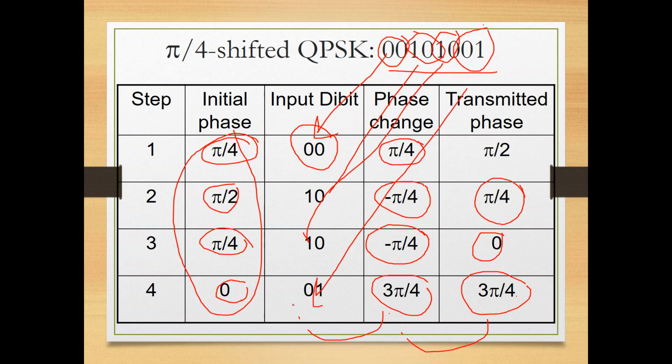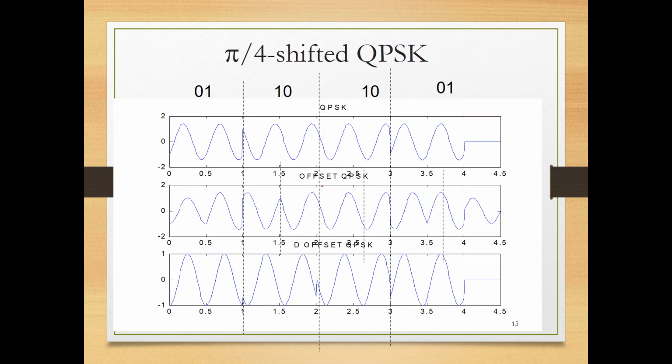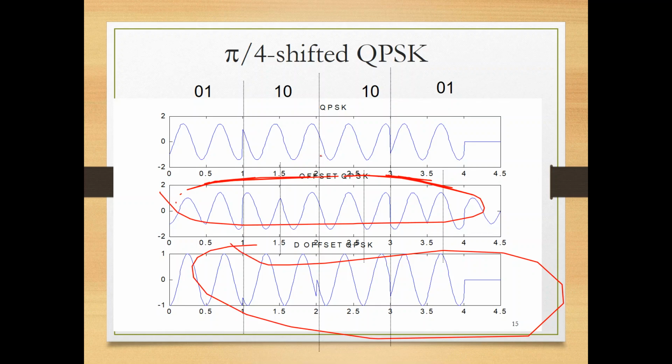Clear how to do the pi over 4 shifted QPSK? Then when do you use pi over 4 shifted QPSK? It's kind of like offset QAM, another solution to avoid the problem of amplitude fluctuations in the QPSK signal, to reduce the peak to average power ratio and reduce the distortion. So this is offset QPSK. This is the comparison between QPSK and pi over 4 shifted QPSK. Pi over 4 shifted QPSK, sometimes we call it differential because it depends on the phase difference. So this is the signal of offset QPSK, and this is the signal of pi over 4 shifted QPSK for this data input: QPSK, offset QPSK, differential offset QPSK.